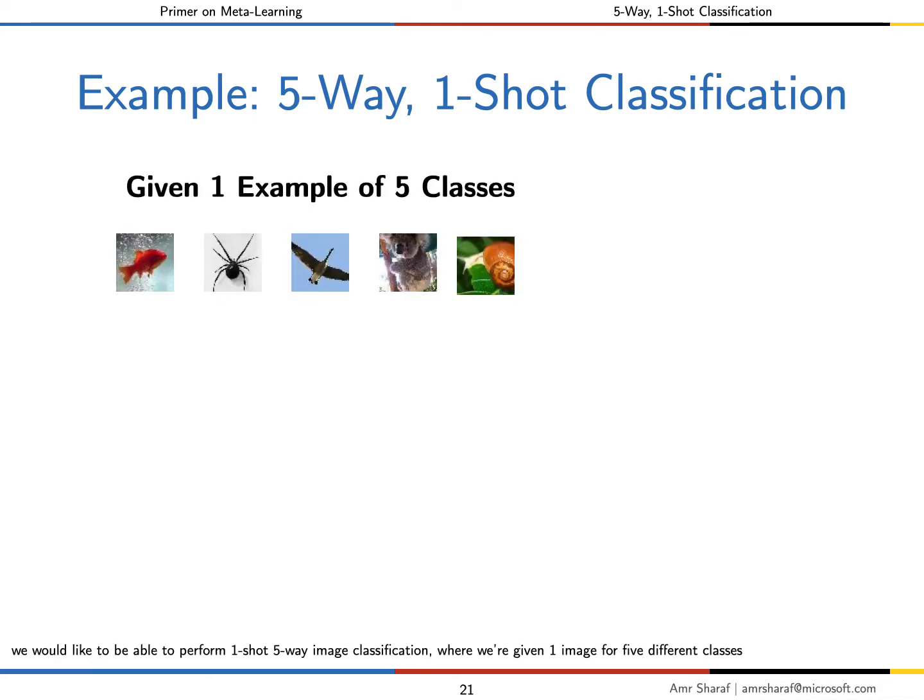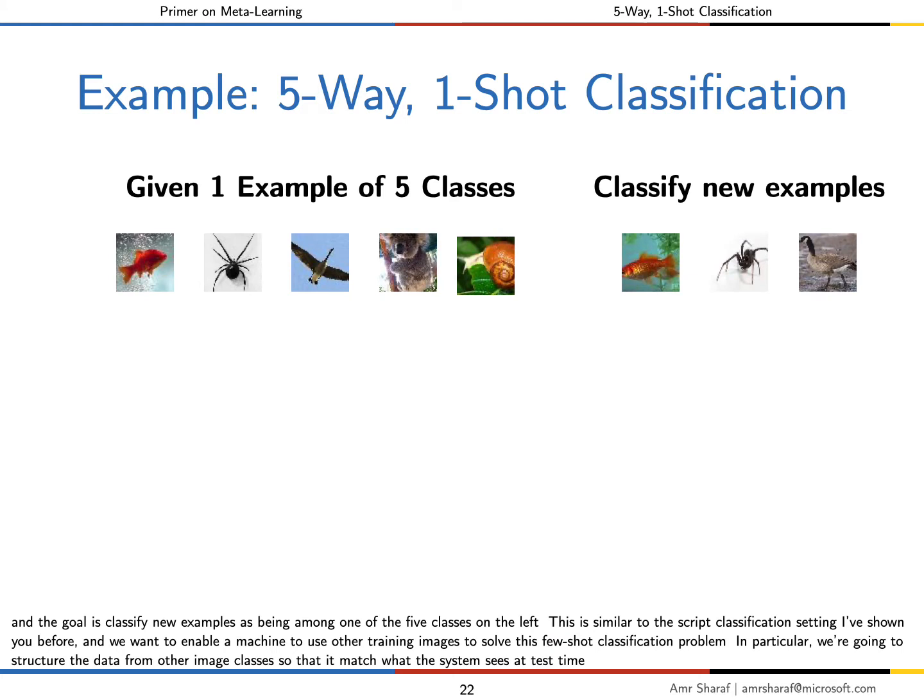We would like to be able to perform one-shot 5-way image classification, where we are given one image for 5 different classes, and the goal is to classify new examples as being among one of the 5 classes on the left. This is similar to the script classification setting I have shown you before, and here we want to enable a machine to use other training images to solve this few-shot classification problem. In particular, we are going to structure the data from other image classes so that it matches what the system is going to see at test time.